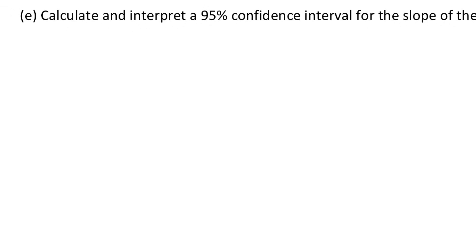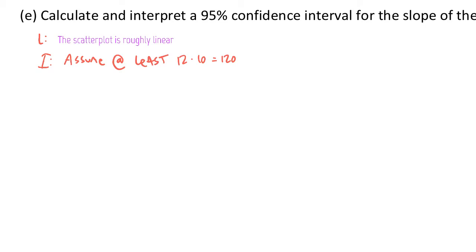A, we need to spell linear. So linear, the scatter plot is roughly linear. I'm going to type these again. Okay, independence. Well, how many did she have? 13? She took a random sample of tips, so... Okay, actually I went back and counted them, and so there are 12. So assume at least 12 times 10 equals 120 receipts that she could have chosen.